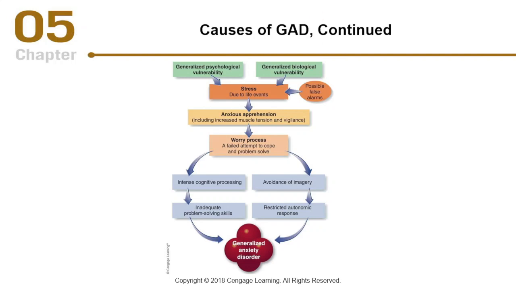So kasi ito yung nakikita natin sa worry process, when we worry, we tend to overthink. So that's the intense cognitive processing. And then avoidance of imagery, anong nangyayari doon? So dahil nga masyado kang nag-overthink, hindi mo na nakikita na ano bang pwede kong gawin, right? Or ano bang possible solutions na pwede kong magawa. So ayan, inadequate problem solving skills then. So instead of looking for a faster route, ayan, nag-overthink ka. And then, the imagery na sinasabi natin dito is the problem-solving imagery. At dahil ina-avoid mo yung imagery na yon, ayan, nagkakaroon din tayo ng restricted autonomic response. So, hindi na-activate yung mga bagay na dapat ma-activate para ma-address yung feeling mo na threat.